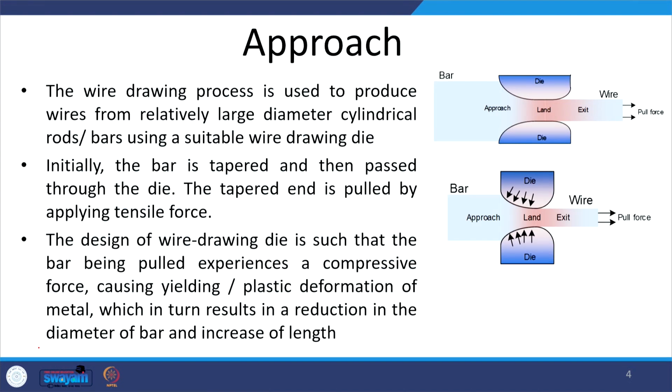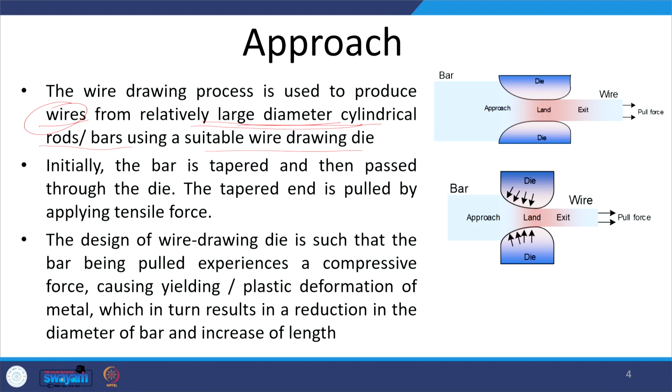So, as far as the approach of wire drawing is concerned, the wire drawing process is used to produce wires. These can be of any metal like steel, aluminum, copper, which can subsequently be used for a variety of engineering applications. These are produced using stock material of relatively larger diameter in the form of bars and rods, and this is passed through a suitable die to produce the wires.